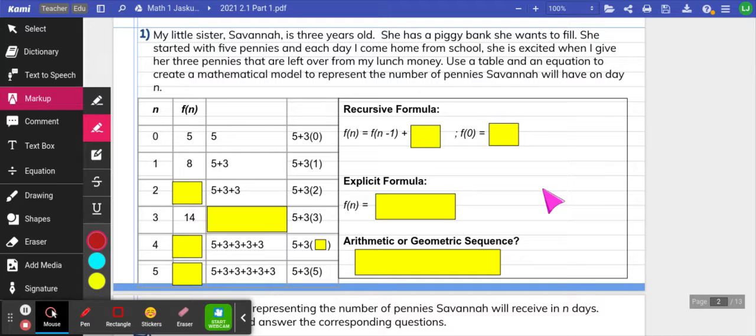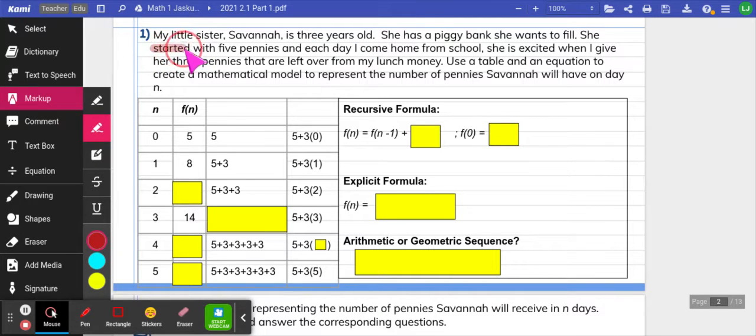My little sister Savannah is 3 years old. She has a piggy bank she wants to fill. She started with 5 pennies, and each day I come home from school, she is excited when I give her 3 pennies that are left over from my lunch money. Use a table and an equation to create a mathematical model to represent the number of pennies Savannah will have on day n.